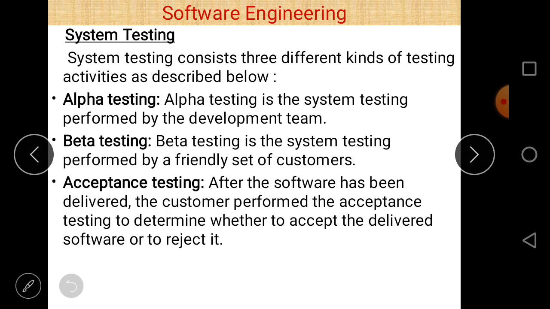System testing is divided into three parts, or we can say that system testing activities are described in three types of testing: alpha testing, beta testing, and acceptance testing.